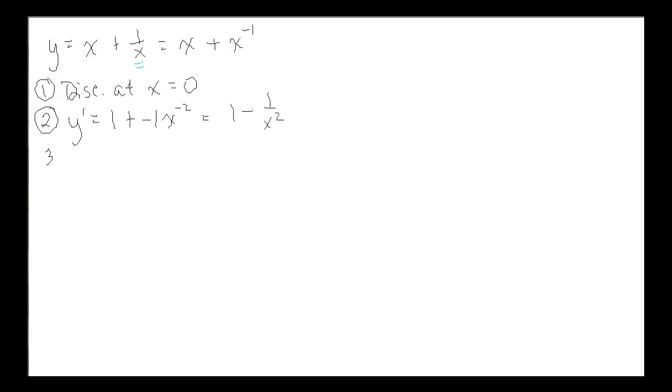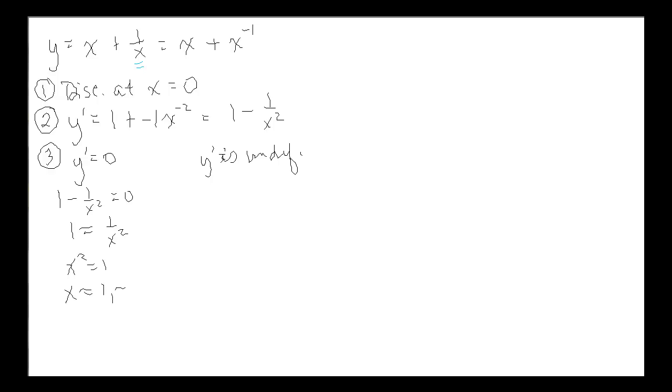Okay. Number 3, I want to find out where this is 0 and where this is undefined to find our critical numbers. So that would mean 1 minus 1 over x squared is equal to 0. That would mean 1 would have to equal 1 over x squared. And for that to be true, x squared would have to be 1. It means x is 1, or negative 1 would work.